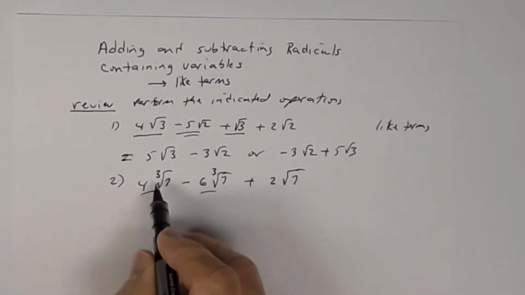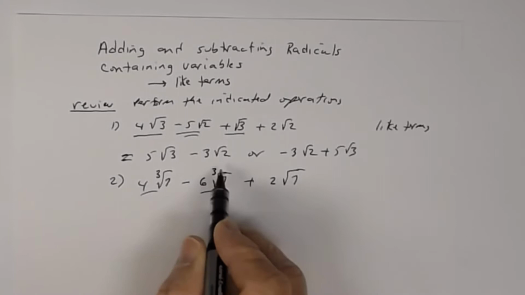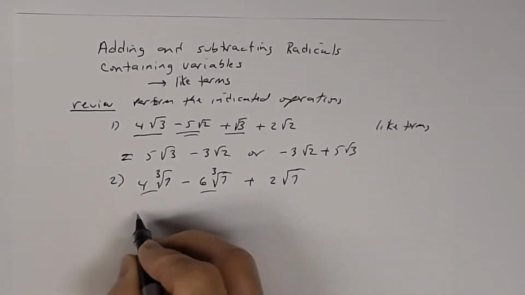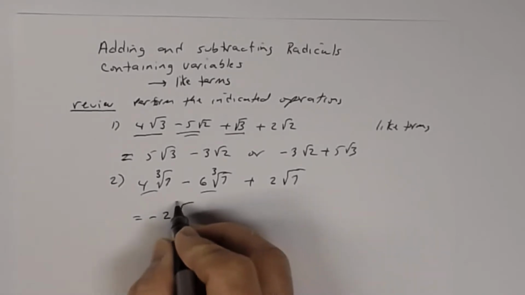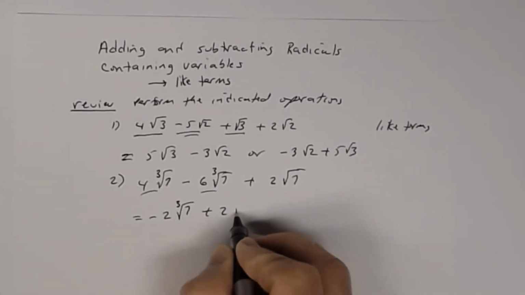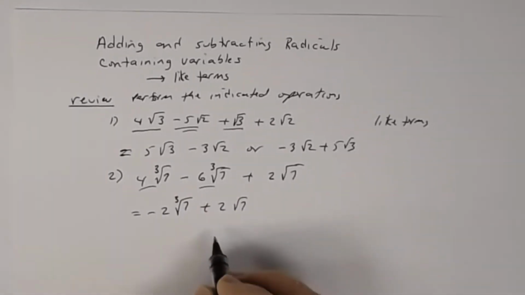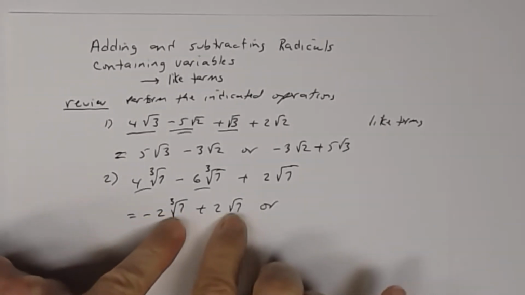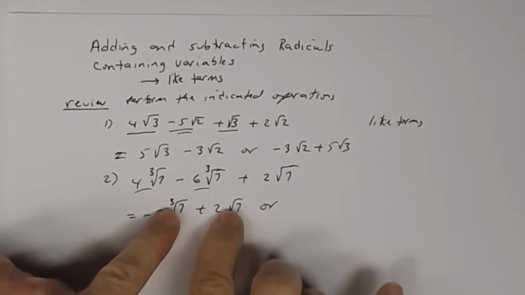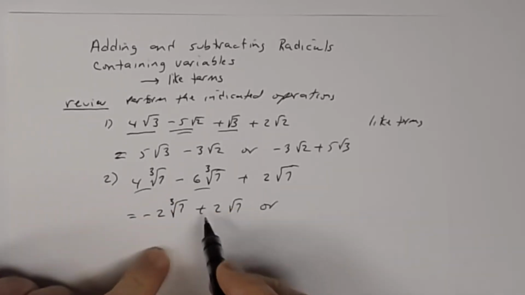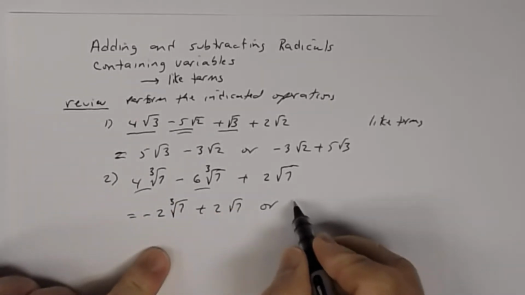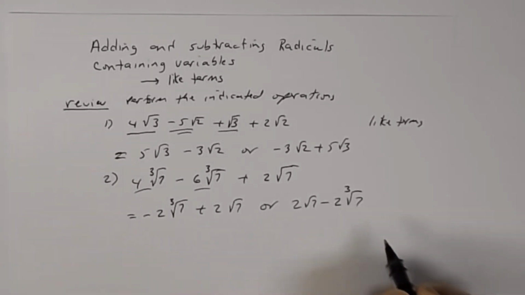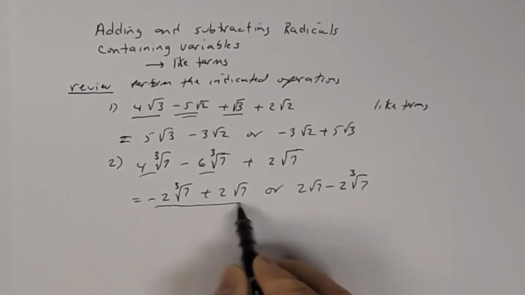So 4 cube root of 7 minus 6 cube root of 7. So 4 and a negative 6 is a negative 2. So I get negative 2 cube root of 7 plus 2 square root of 7. And that's all I can do. Those are not like terms because even though the radicands are the same, the indices are different. Now, if I want to, I can put the square root of 7 first. I could say 2 square root of 7 minus 2 cube root of 7. Okay? So either one of those is fine.